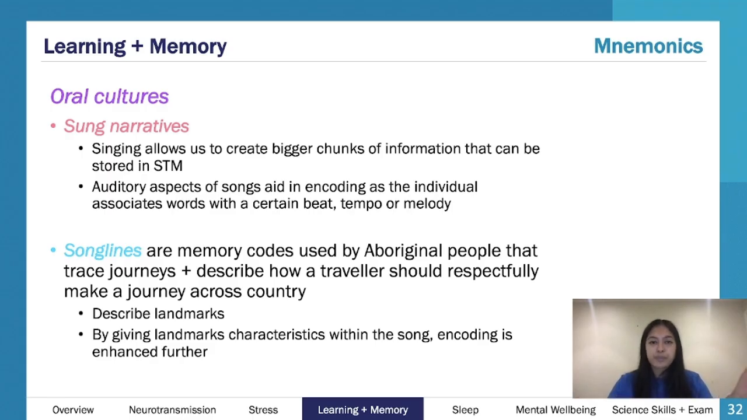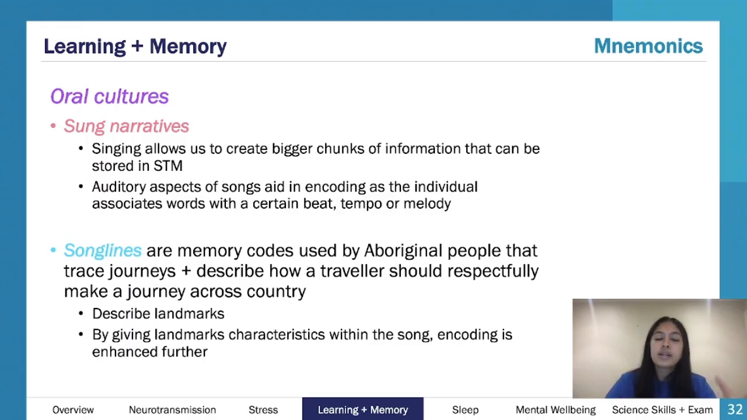Sung narratives, just what it sounds like, this idea of remembering things by chunking them in a song. You guys can imagine when you remember lyrics to a song, it's pretty easy, right? You remember them maybe a line at a time, or you remember it based on the tune, based on the intonation. So it aids memory. Imagine if you had to remember the lyrics of a song with no rhythm and just written out. So that's the idea here. You sing something to help you remember it a little bit better.